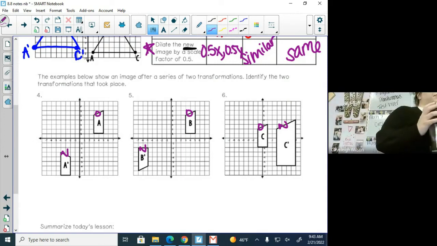So did it go up 3 and down 5? Did it have a reflection over the x-axis, and then a dilation of 3? Talk about the 2 transformations that it has. On the test? It could be.